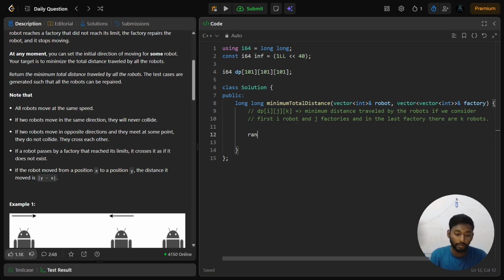Now here we first sort the robots. Then sort the factories also.